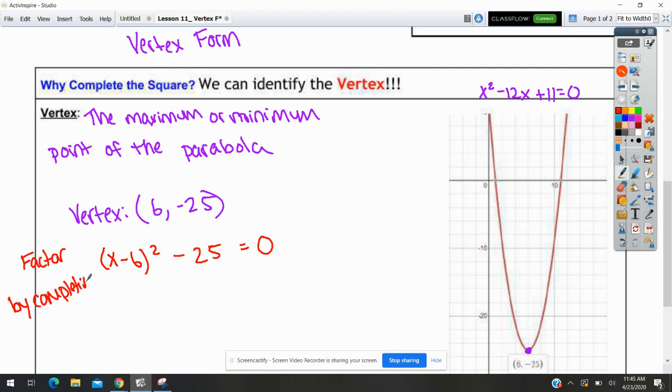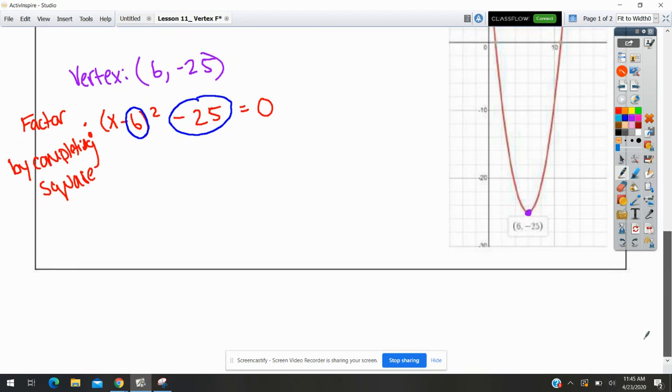I hope you're kind of seeing a connection. The reason why completing the square is useful is because when you factor by completing the square, the value inside the binomial squared is the x value of the vertex, and the value outside of your binomial squared is the y value. So the vertex form is developed when you complete the square. We're going to go into the next page, and I have a little image to show you.